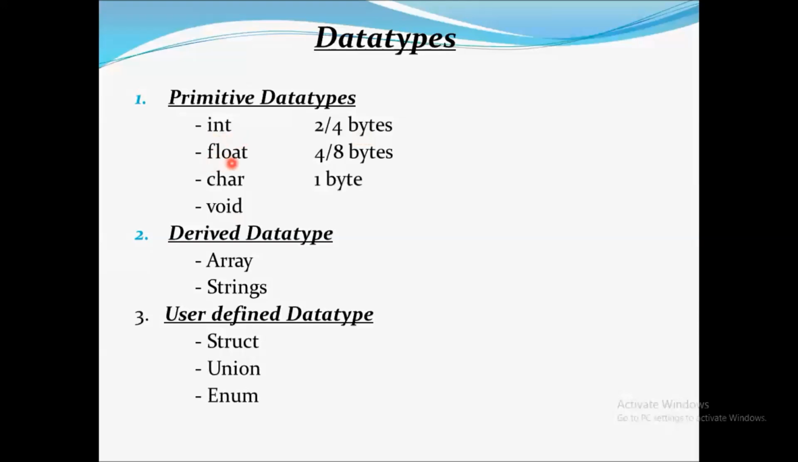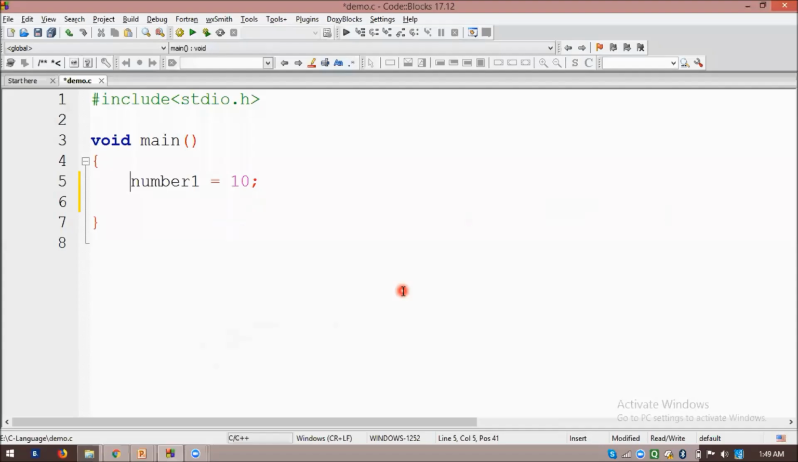Similarly, for a float variable, it will allocate 4 to 8 bytes of memory depending on your operating system. A character will always allocate 1 byte of memory for any type of operating system. And the derived data types and user-defined data types, we will see in later chapters. So let's look at the program.